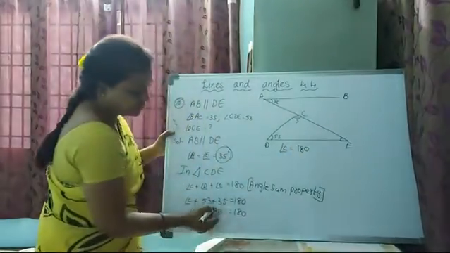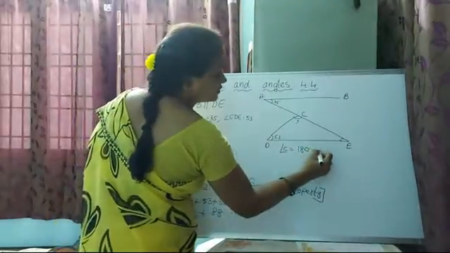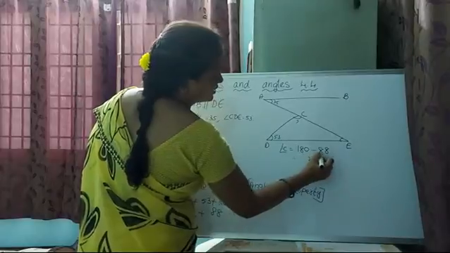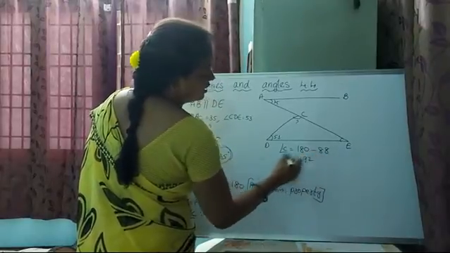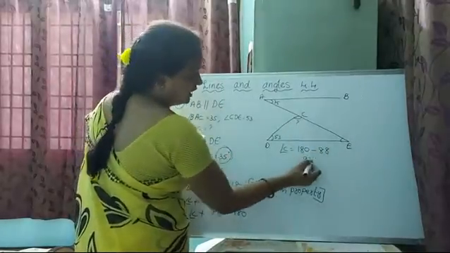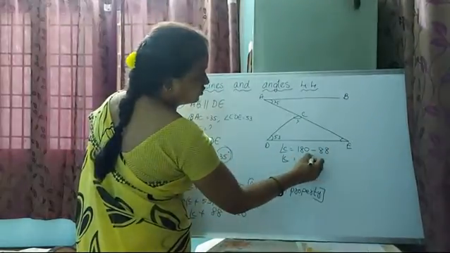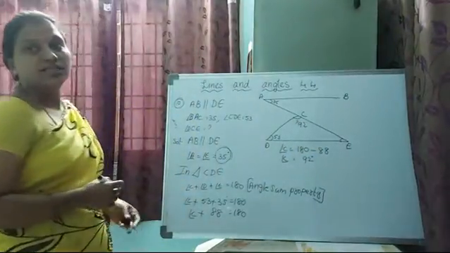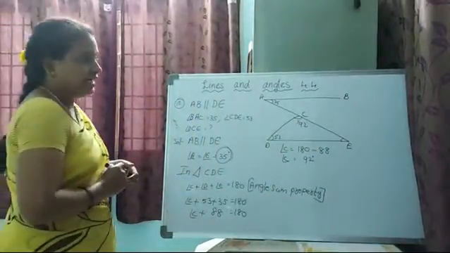If you transpose this 88 to the right hand side, it becomes minus 88. 10 minus 8 is 2. 7 minus 8, borrowing, 17 minus 8 is 9. So 1 already went for borrowing. 92. Angle C is equal to 92 degrees. Thus we got that one. In this way we have to find out the angle C.